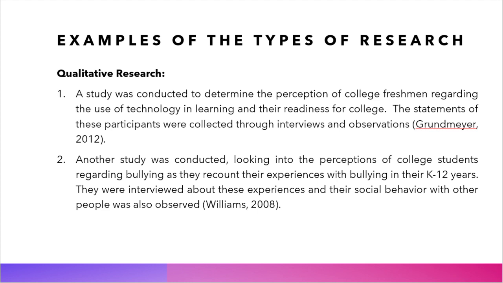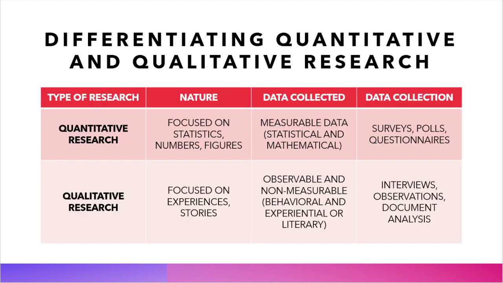So from these examples, we can immediately tell that quantitative and qualitative researches are very different from each other. And to give you a simpler look, or a tabular presentation of their differences, here's one example. Okay, so for the type of research, let's look at their differences in terms of the nature of the research, the data being collected, and the means of collecting data.